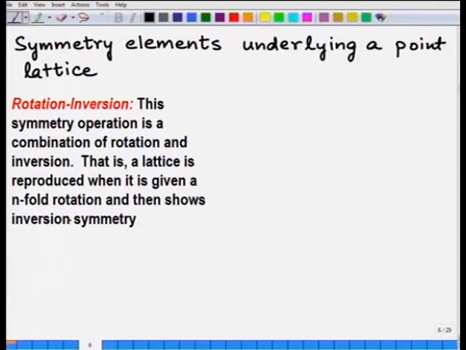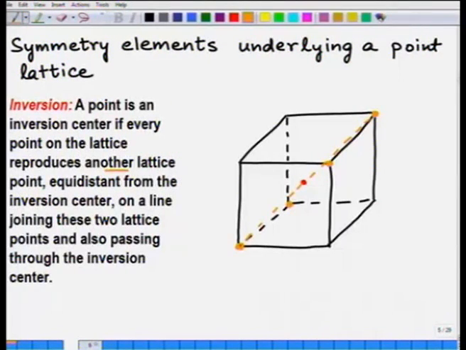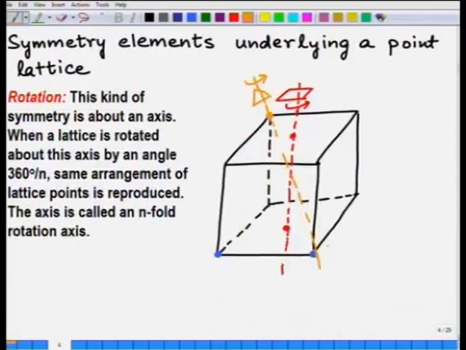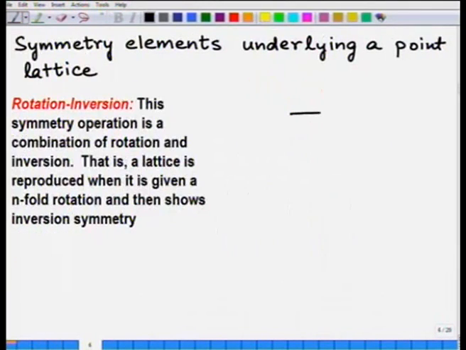For example, maybe I draw another example here through a cube for this case. So, I draw another one right here.